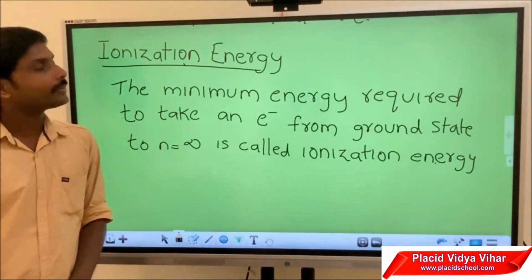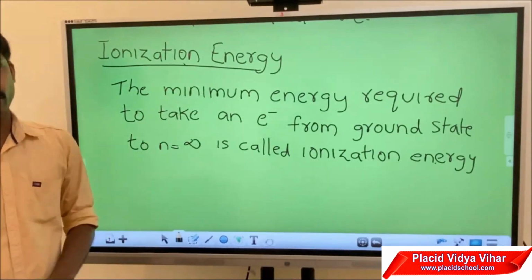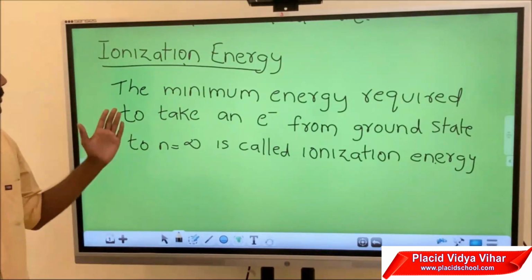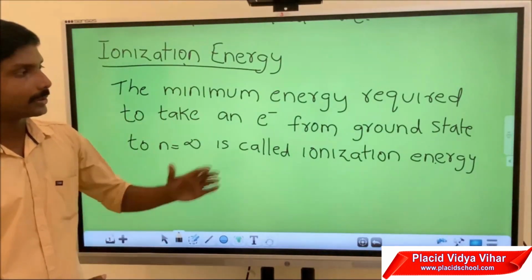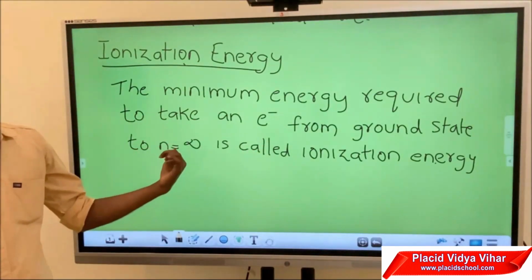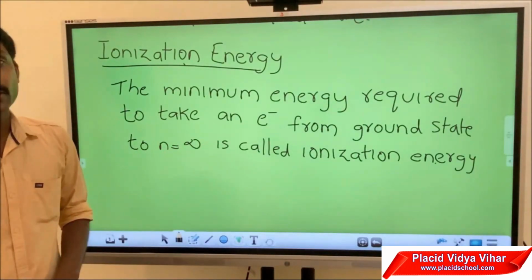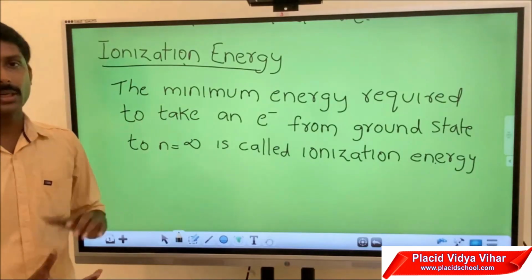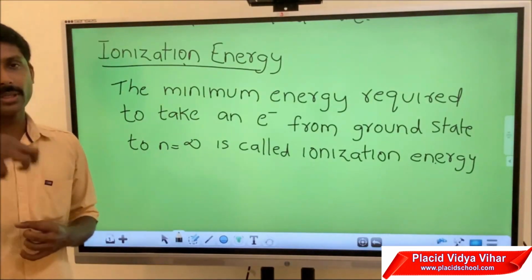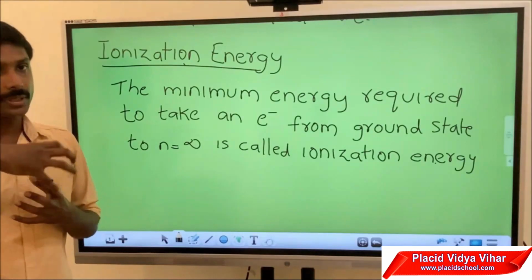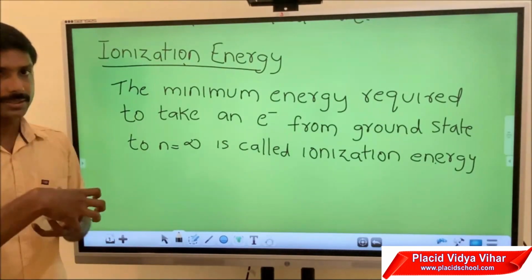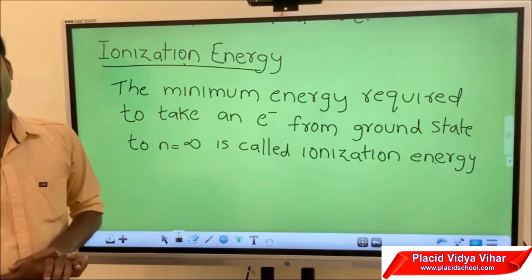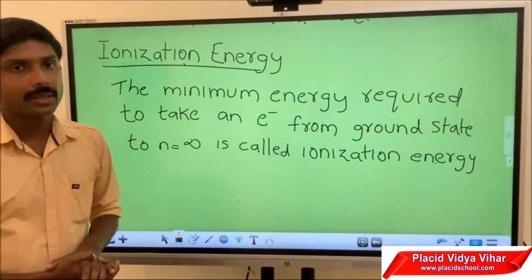So we will define what is ionization energy. The minimum energy required to take an electron from the ground state to n equal to infinity is called ionization energy. So when an electron is in the ground state, and if you are removing it or taking it away from the nucleus or the atom, then that amount of energy that we are supplying is called the ionization energy.